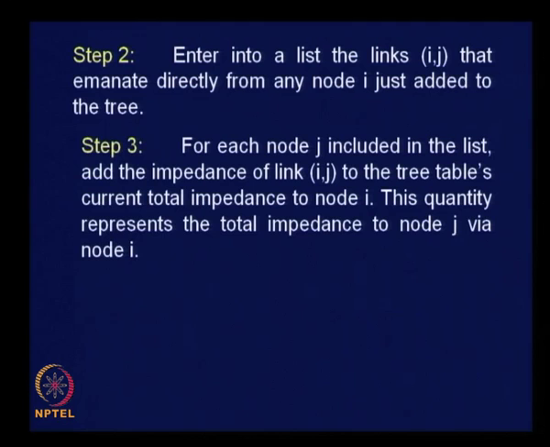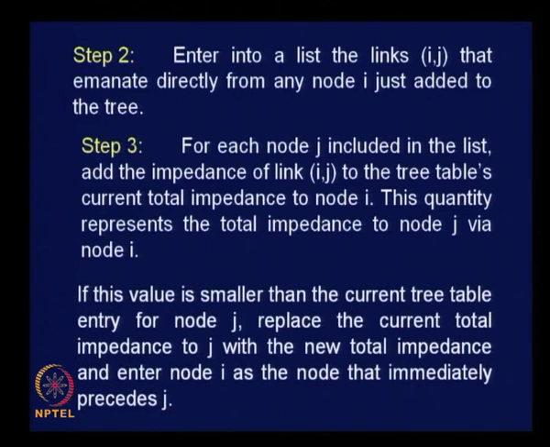Then for each node j included in the list, we would have included node 6 in the list, add the impedance of link ij, the corresponding travel time to reach 6 from 1, to the tree table's current total impedance to node I. This quantity represents the total impedance to node j via node I. As of now, I is 1, j is 6. So, that impedance we can easily enter in the corresponding cell of the table.